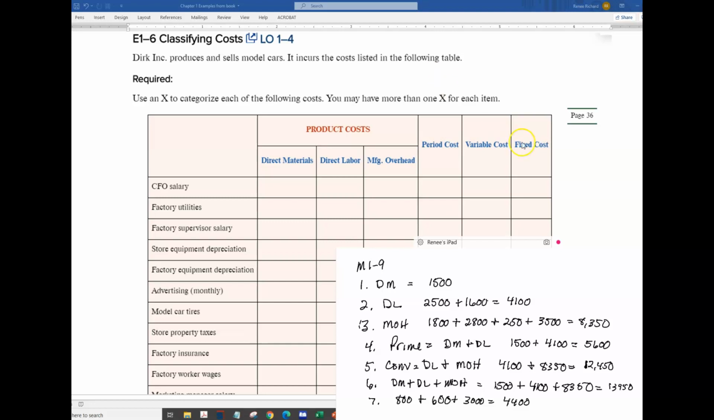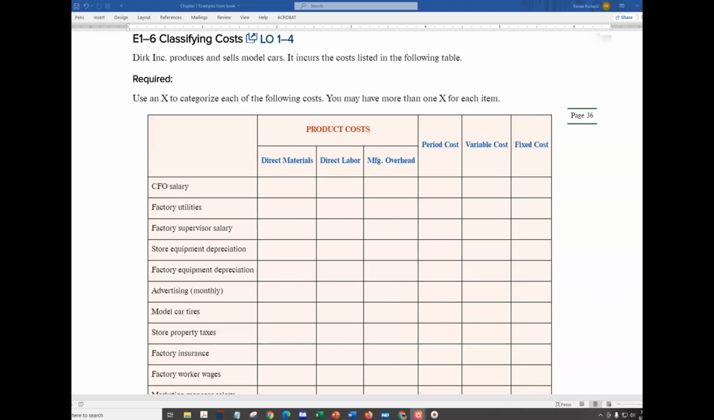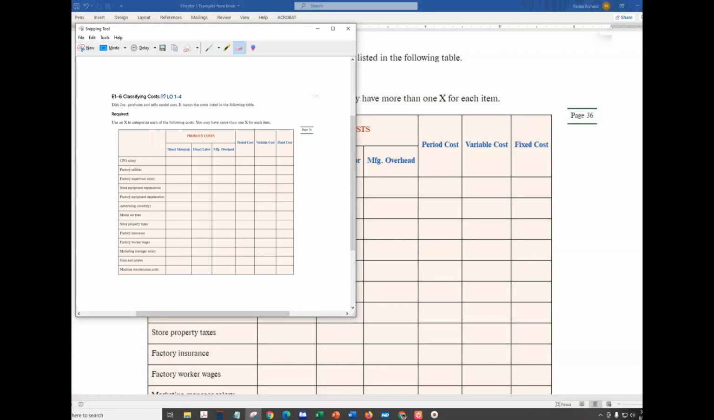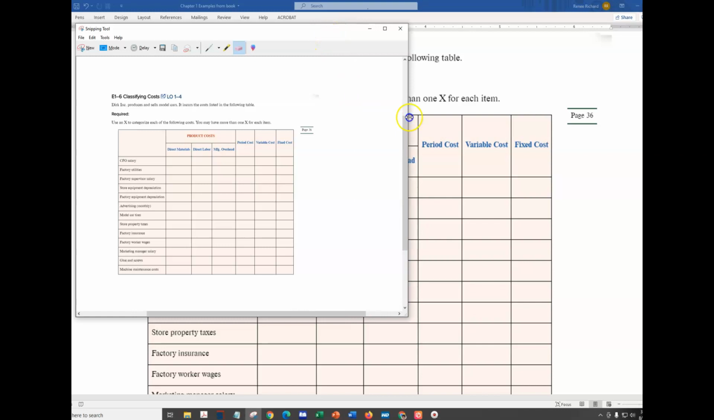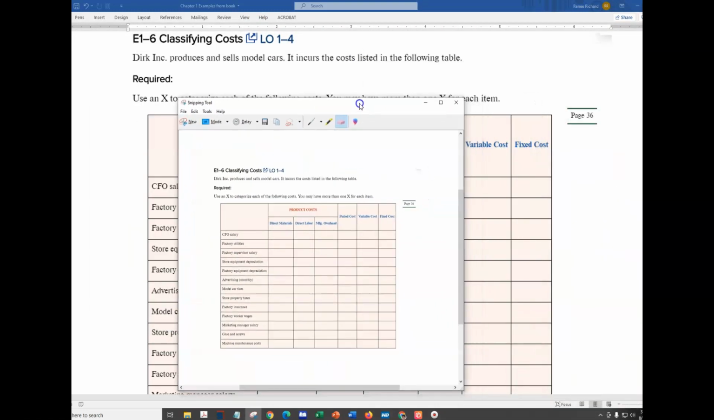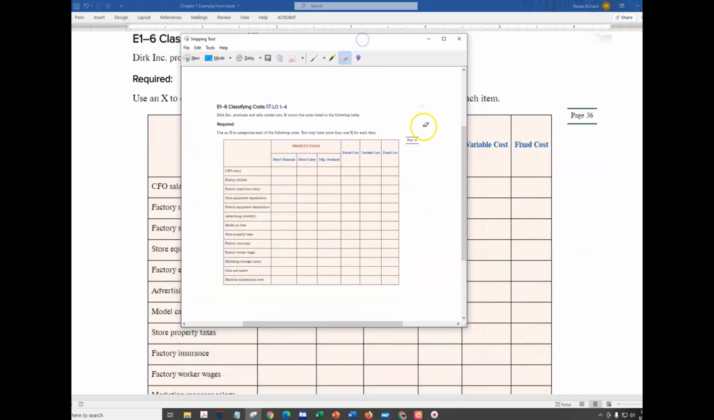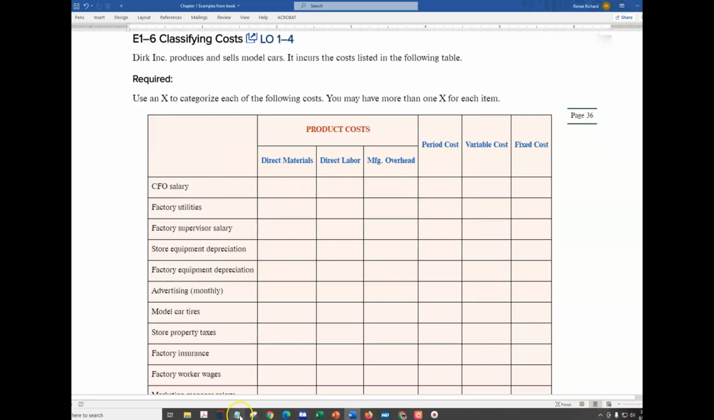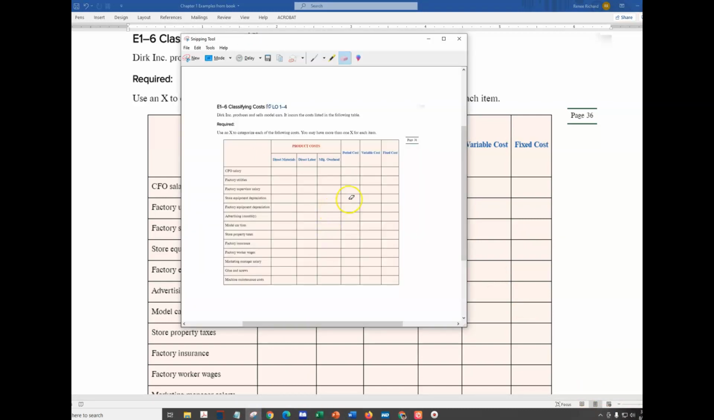E1-6. And on this one, I'm going to do this. We'll kind of mark it on here. I realize this is kind of small. Let me see if I can. Yeah, I can't make that any bigger. So I just did a snip of this so I could actually mark it as we went.